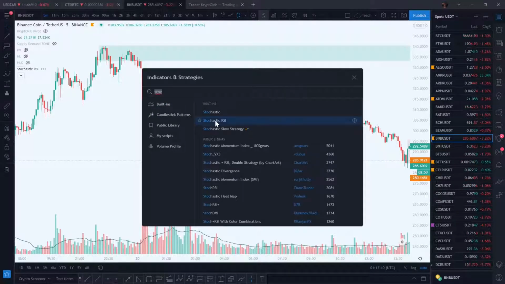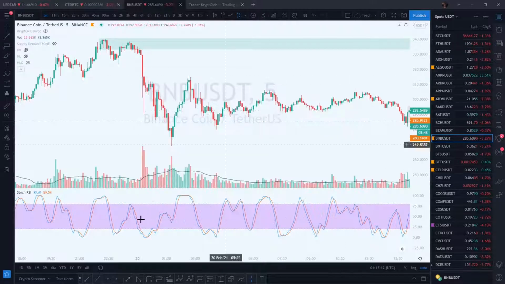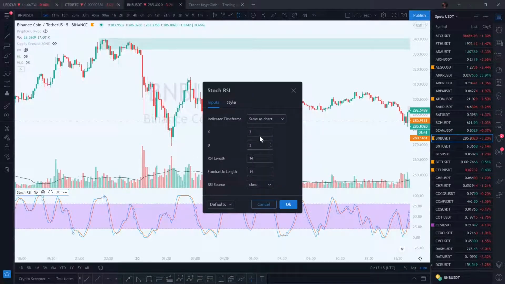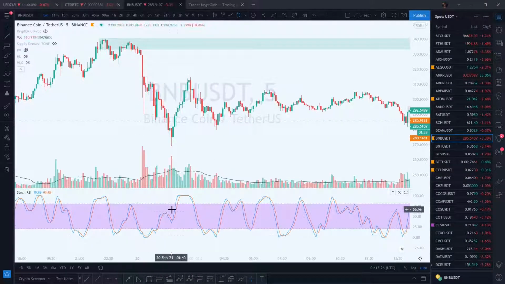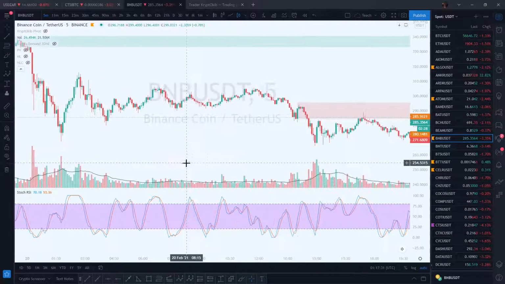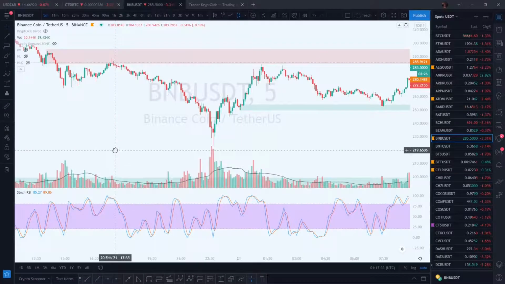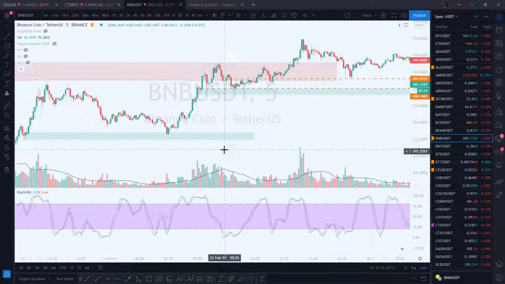This is a stochastic RSI. It is virtually the same, but the way it's calculated is also different. Here we have K, D, RSI length, and stochastic length, which are 14, 14 and 3, 3. So you should play with all this and see which one will give you the best entry and exit signals based on your trading strategies or your trading styles.